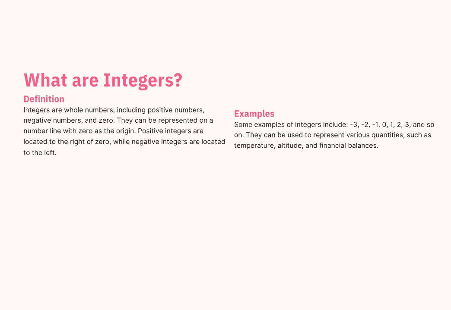Positive integers are located to the right of zero, while negative integers are located to the left. Some examples of integers include -3, -2, -1, 0, 1, 2, 3, and so on. They can be used to represent various quantities such as temperature, altitude, and financial balance.